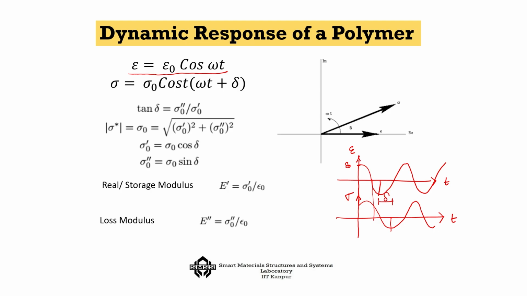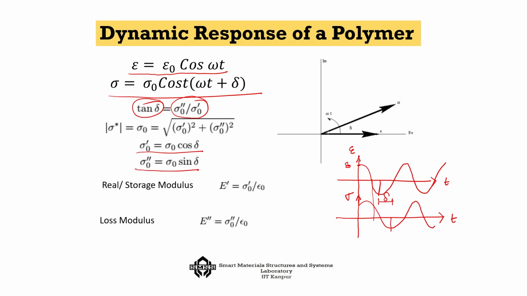So the stress is now cos(omega t plus delta), that is the phase, and the tangent of that phase, tan delta, is related to sigma 0 double prime over sigma 0 prime, where sigma 0 prime is sigma 0 cos delta and sigma 0 double prime is sigma 0 sin delta. So essentially you take the ratio, you get tan delta. That is how you can define the tan delta.